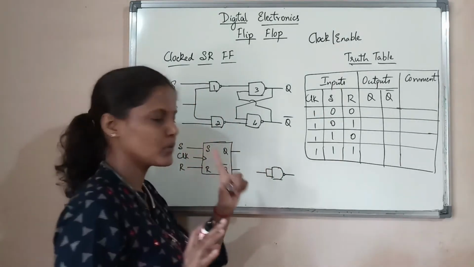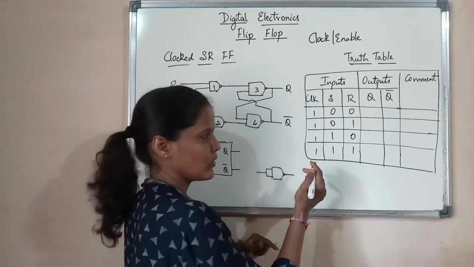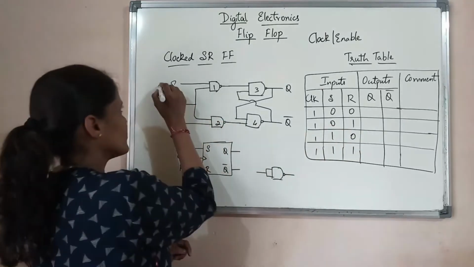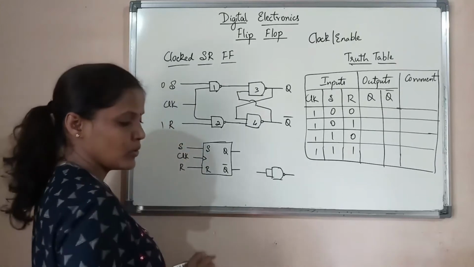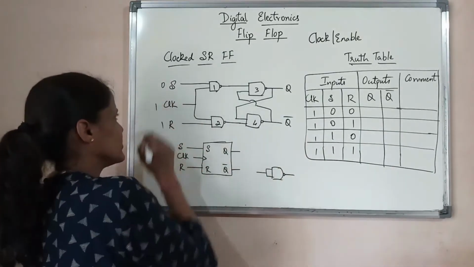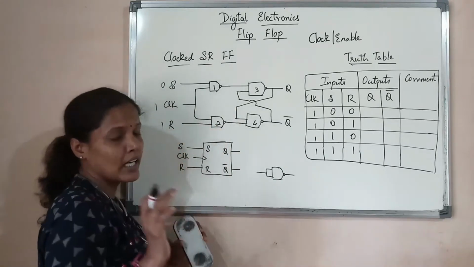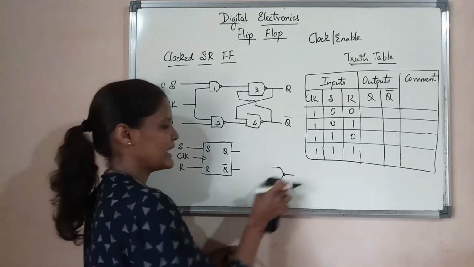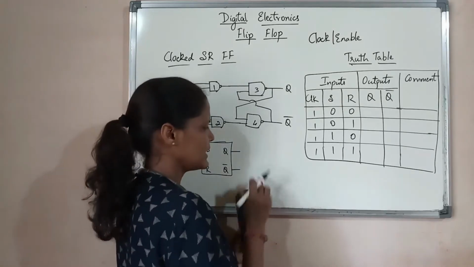ಹೈ ಅಂತ ಹೇಳಿದ್ರೆ its value is equal to 1 ಇತ್ತು ಅಂತ ತಿಳ್ಕೊಂಡು, let me first check this part. Even if S value is equal to 0 or R value is equal to 1, in this condition the clock value is equal to 1. Since this is a NAND gate, I already told you that you must be knowing the truth table of a NAND gate. NAND gate ಟ್ರುತ್ ಟೇಬಲ್ ಚೆನ್ನಾಗಿ ನೆನಪಿರಬೇಕು.